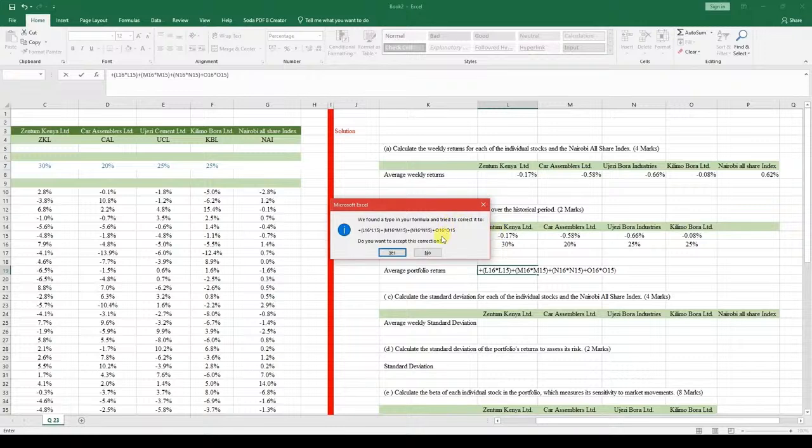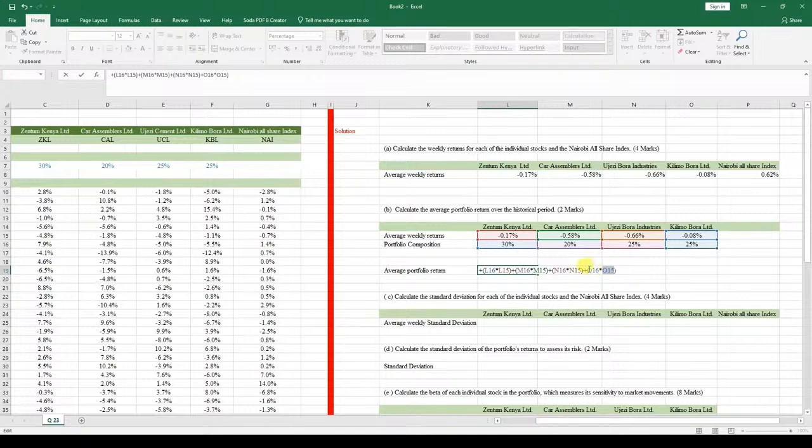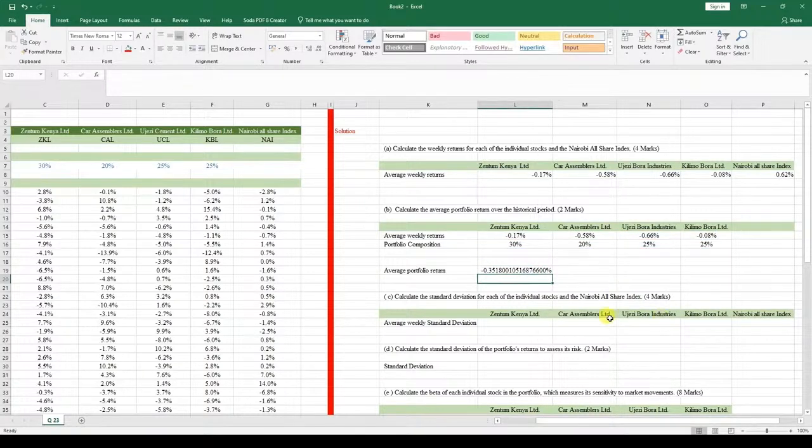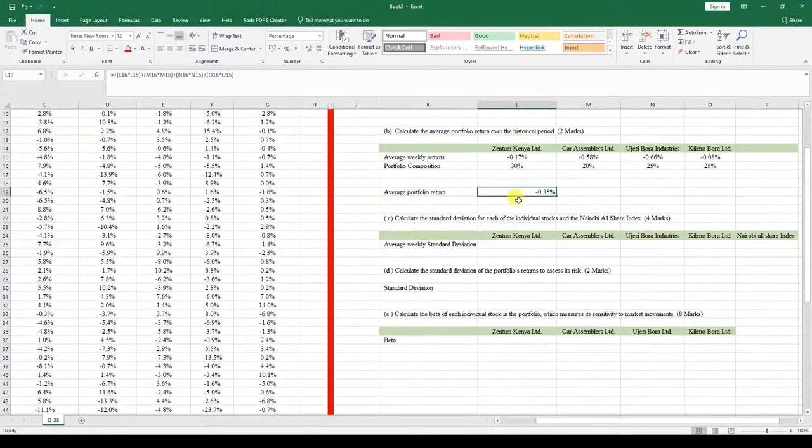So I think I didn't put open a bracket here, that's why it's giving me those values there. So we open a bracket over here, and then once we close it like that and we decide to enter, it will actually be okay. So we only want it to 2 decimal places, so we just reduce it like so to 2 decimal places, like that, 0.35%. Now once we've gotten our portfolio return as 0.35%, we can move on to part C.